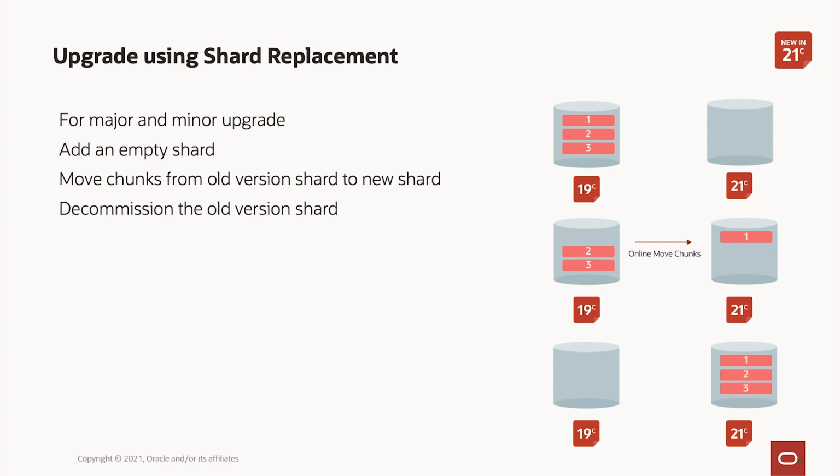As I said before, moving chunks is an online operation and does not incur any downtime. So once I have moved all my chunks from my 19C shard to 21C, I can go and decommission my 19C database. That way, this is a zero data loss, completely online operation, where I'm able to do a major version upgrade from 19 to 21C.